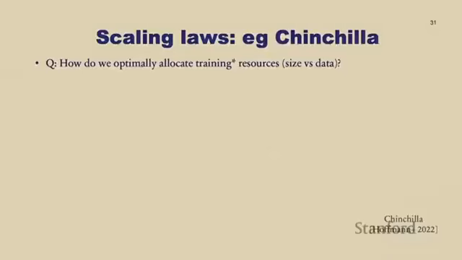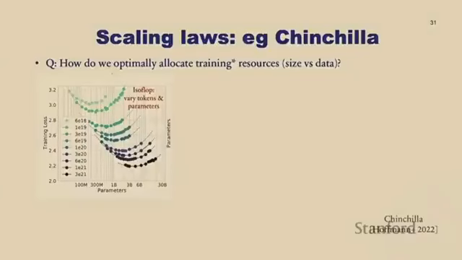Another really cool thing you can do with scaling laws is that you can ask yourself how to optimally allocate training resources. Should I train larger models? Because we saw that it's better when you train larger models, but it's also better when you use more data. So which one should I do? Should I just train a smaller model on more data, or should I train a larger model on less data? Chinchilla is a very famous paper that first showed this.